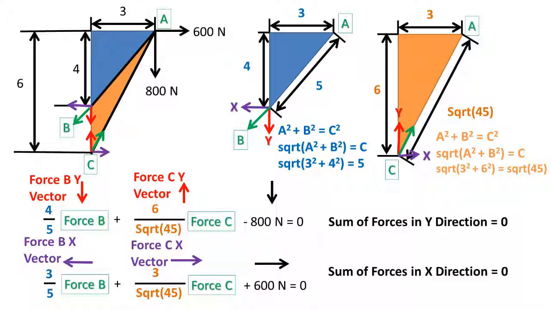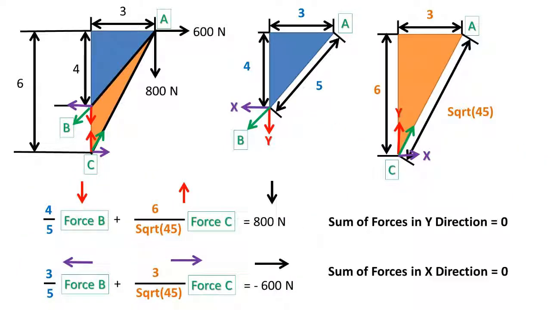Now that we have our equations laid out, let's start solving this problem. First, let's add 800 newtons to both sides of the equation for the y direction formula and subtract 600 newtons from each side of the x direction formula. Now, let's simplify the fractions we are multiplying by the forces into decimal numbers. Doing so, we have the listed decimal quantities. Now we have two unknown variables with two equations. To solve this problem, we'll have to use the rules of systems of equations.